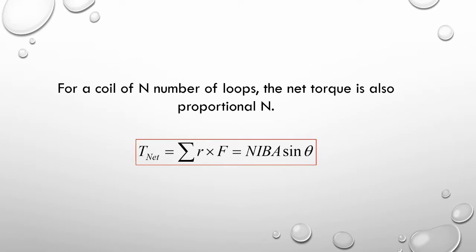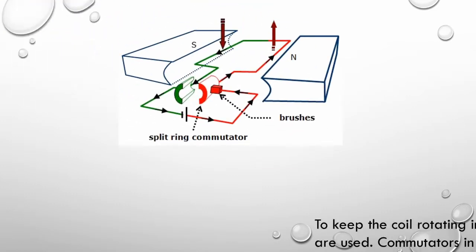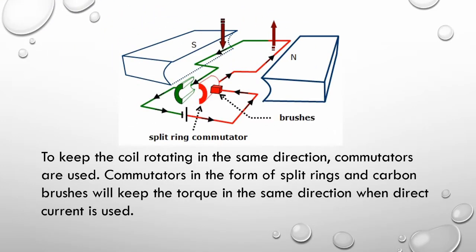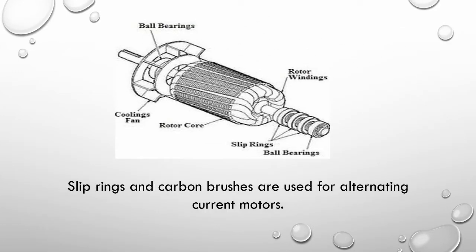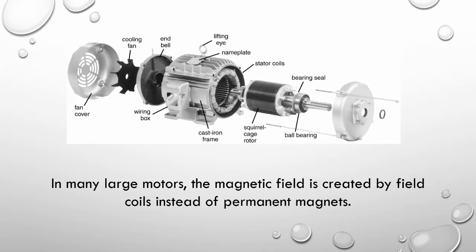To keep the coil rotating in the same direction, commutators are used. Commutators in the form of split rings and carbon brushes will keep the torque in the same direction when direct current is used. Slip rings and carbon brushes are used for alternating current motors. In many large motors, the magnetic field is created by field coils instead of permanent magnets.